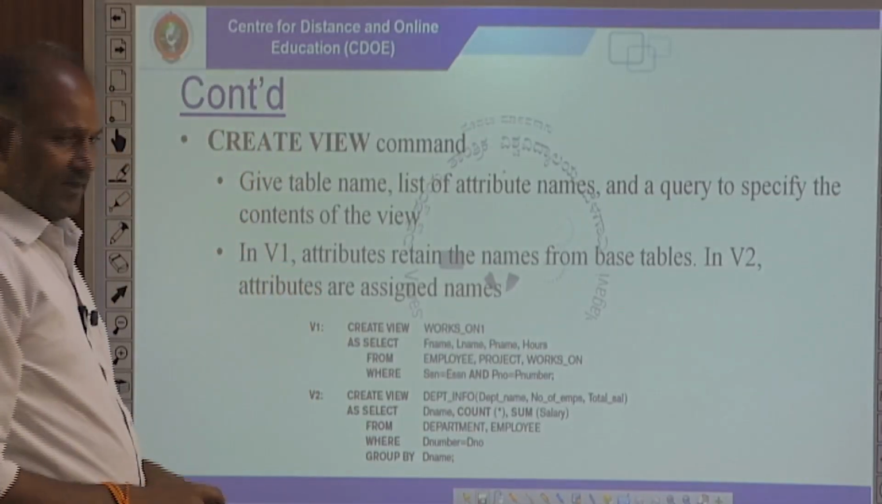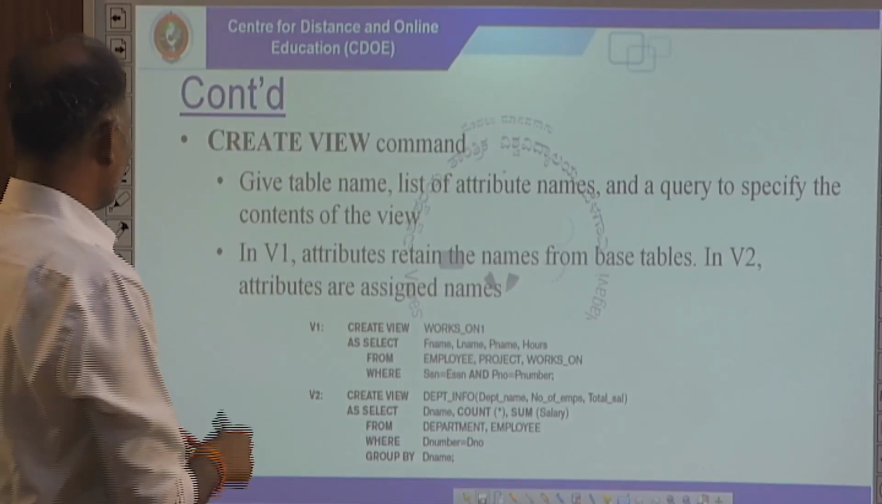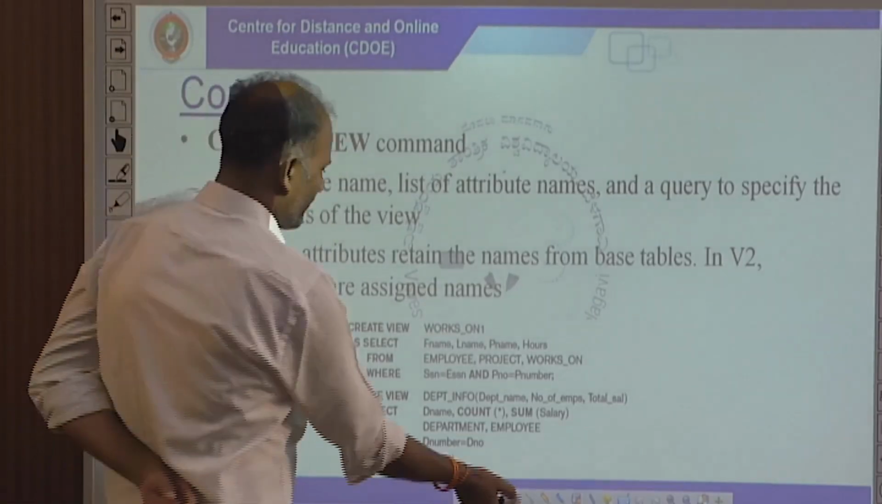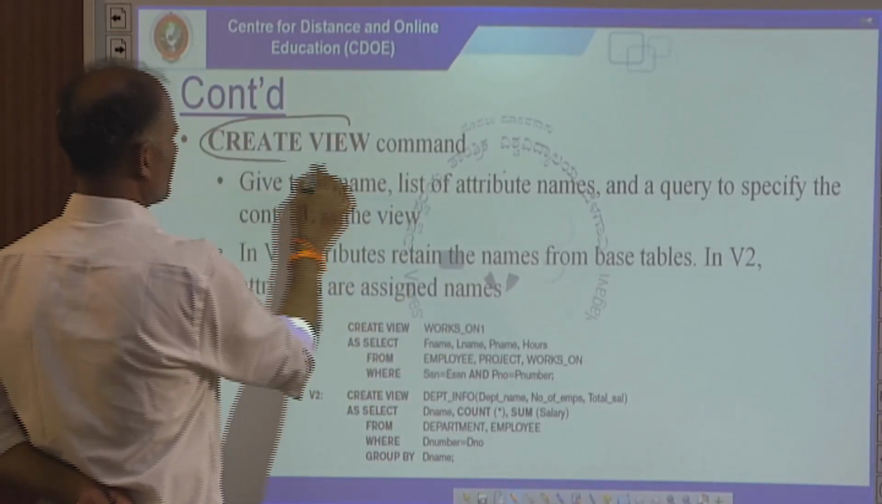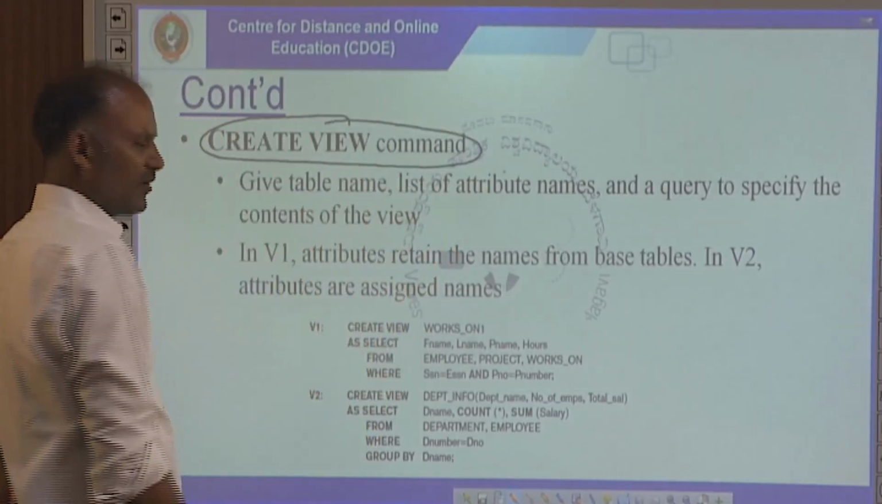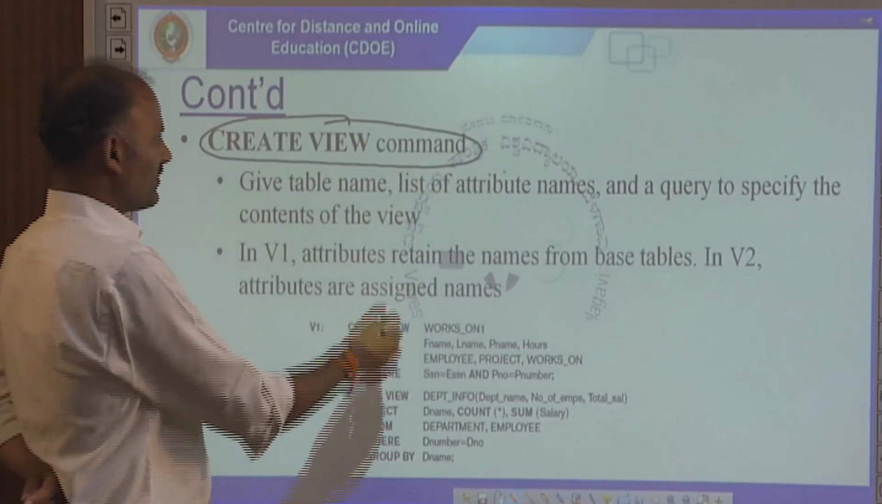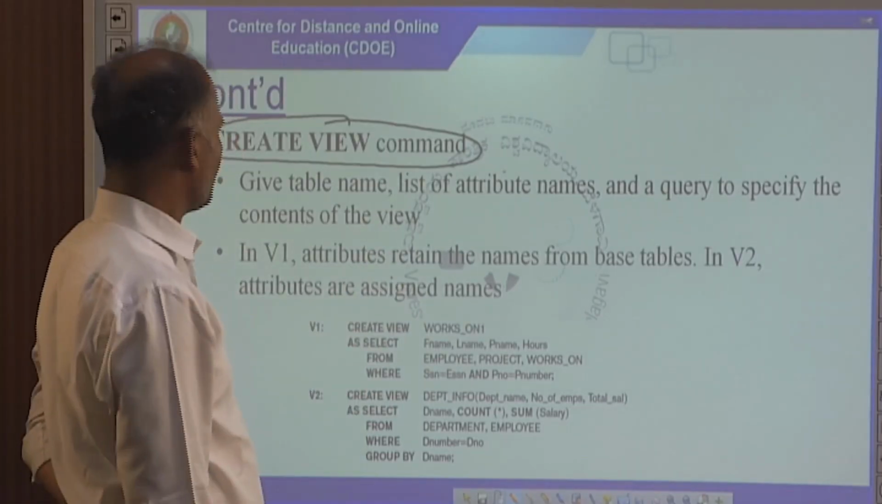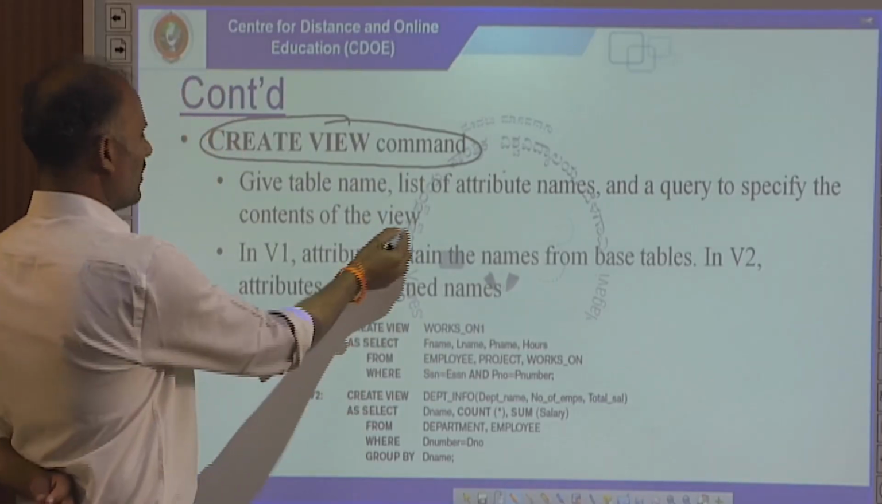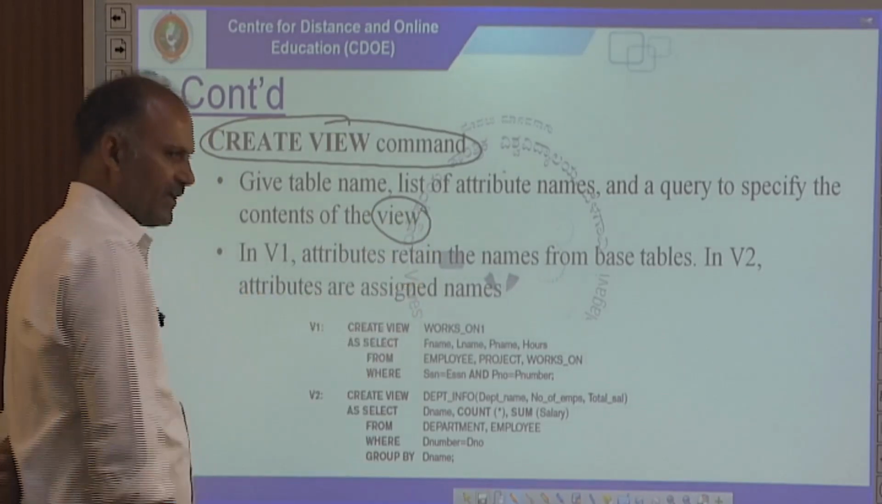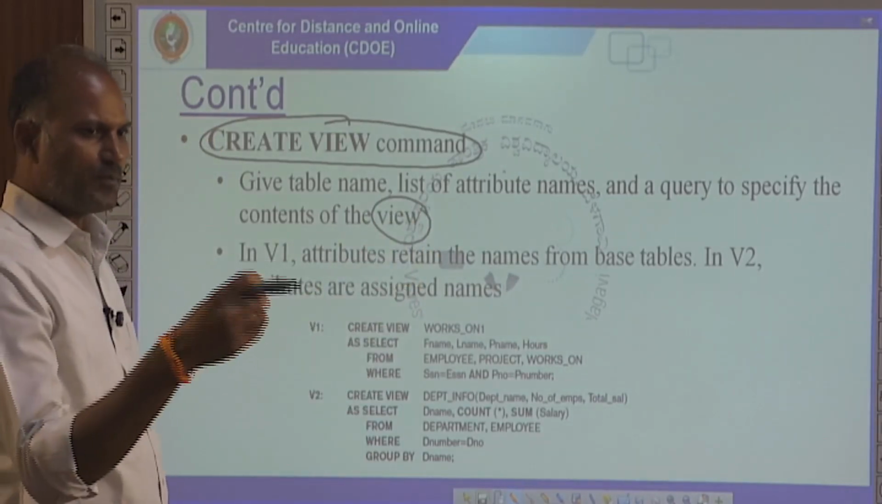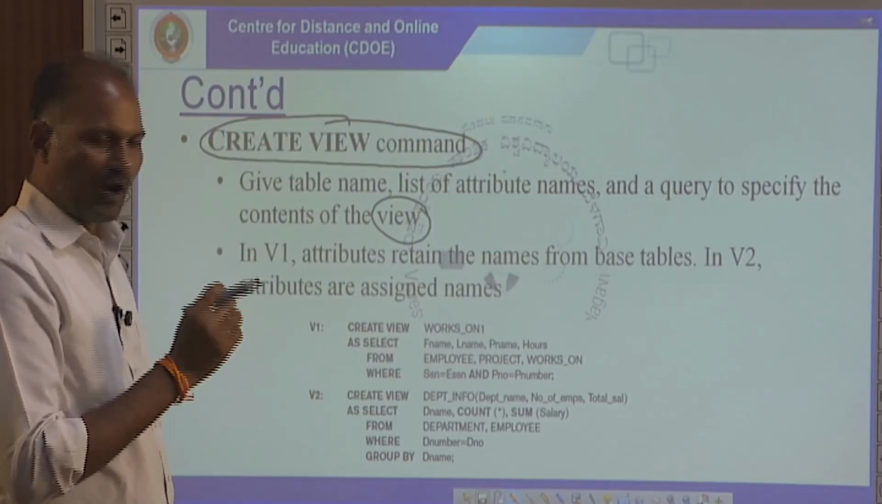Views can be created by using a command called create view. The command is create view, then give the table name, the list of attribute names, and the query to specify the content of the view. Now, you are going to specify what is supposed to be there in the view. Then how do you do that?